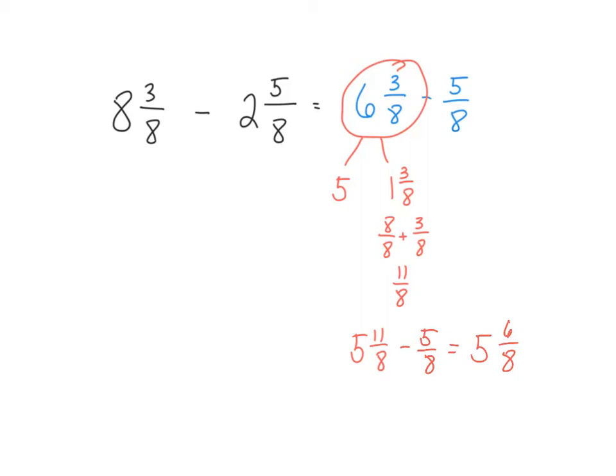All right, guys, so let's look at that 6/8. Do they have any common factors? Yes, they do. They have a common factor of 2, and we are left with 5 3/4. So 8 3/8 take away 2 5/8 is 5 3/4.